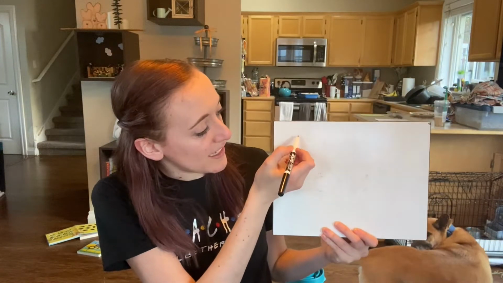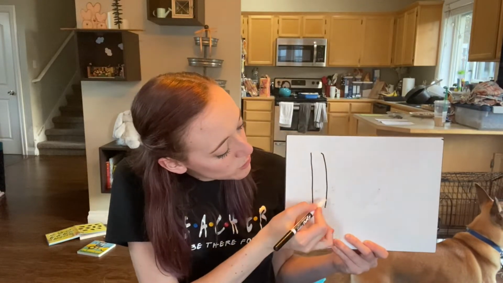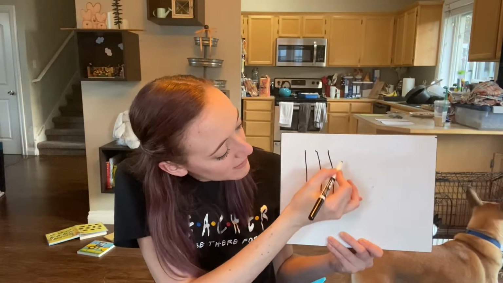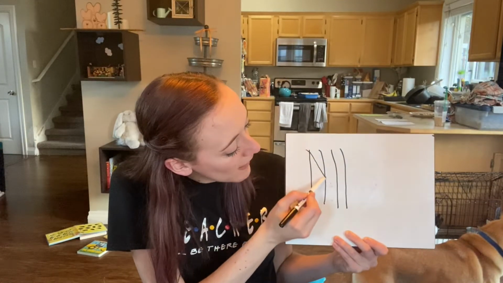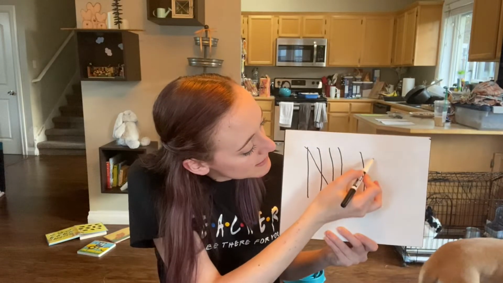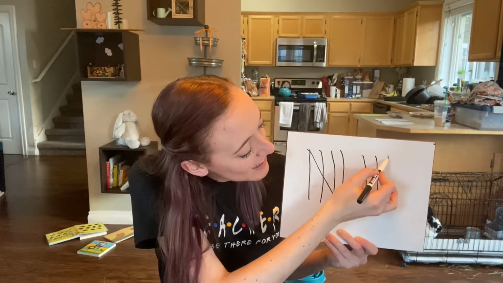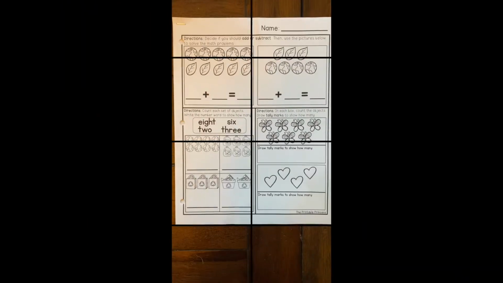I know we talked about it yesterday, but when we draw tally marks, we do 1, 2, 3, 4 big lines down, and then we 5 slam across. 6, 7, 8, 9, 10 slam across. Let's go ahead and look at our morning work together now so that we can practice all these things.